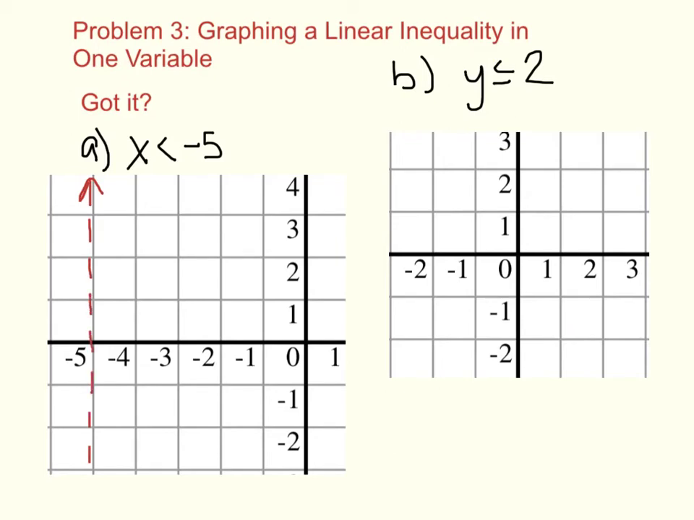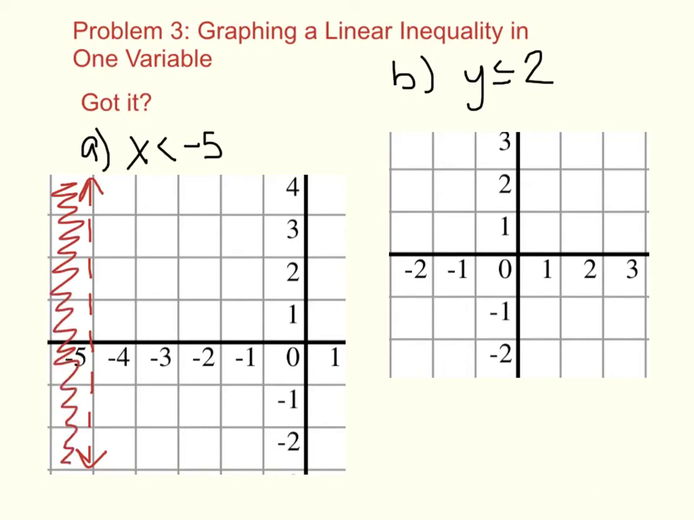Now here, to figure out where you shade, you don't even need to plug anything in because it's x is less than negative 5. Well, the numbers to the right get bigger, the numbers to the left get smaller. So because it's less than negative 5, that would be everything to the left because those numbers get smaller than negative 5.